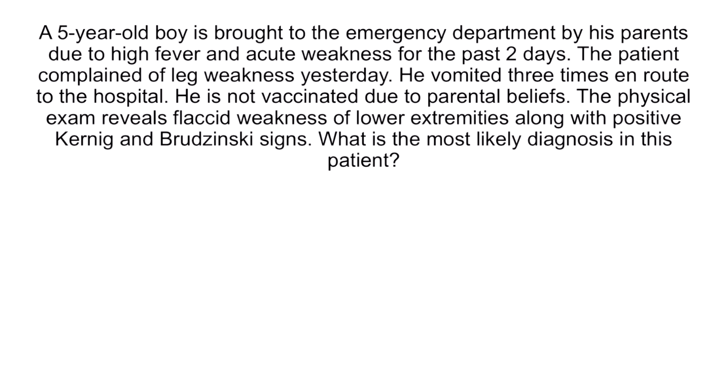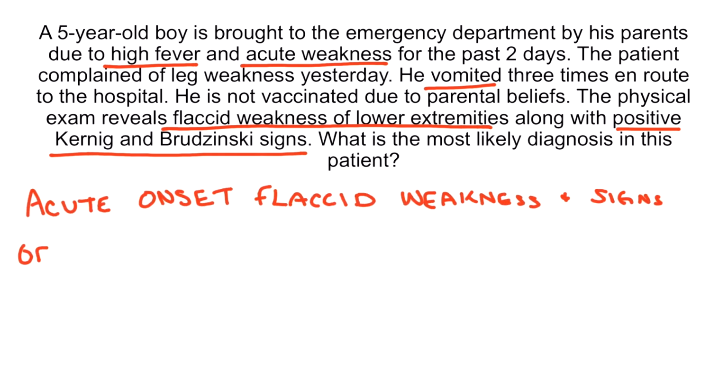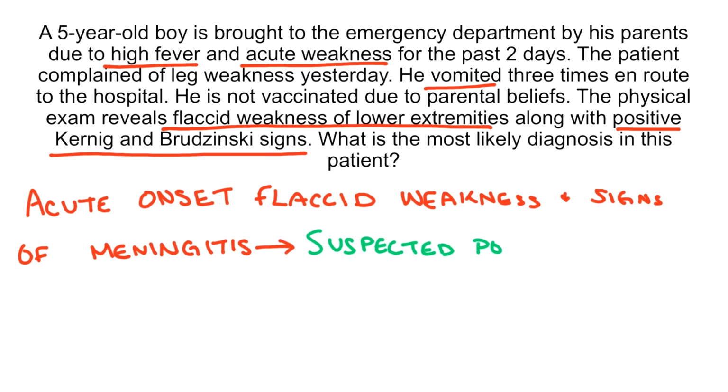This young boy presents with high fever, vomiting, and weakness. The physical exam reveals flaccid weakness of lower extremities along with positive Koenig and Brudzinski signs. The acute onset flaccid weakness and the signs of meningitis raise strong suspicion for poliomyelitis. Poliomyelitis is even more likely given he is not vaccinated. Therefore, the most likely diagnosis in this patient is poliomyelitis.